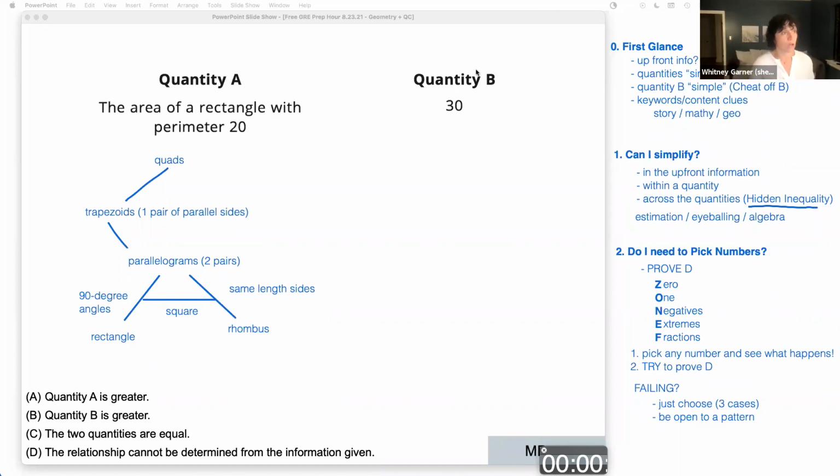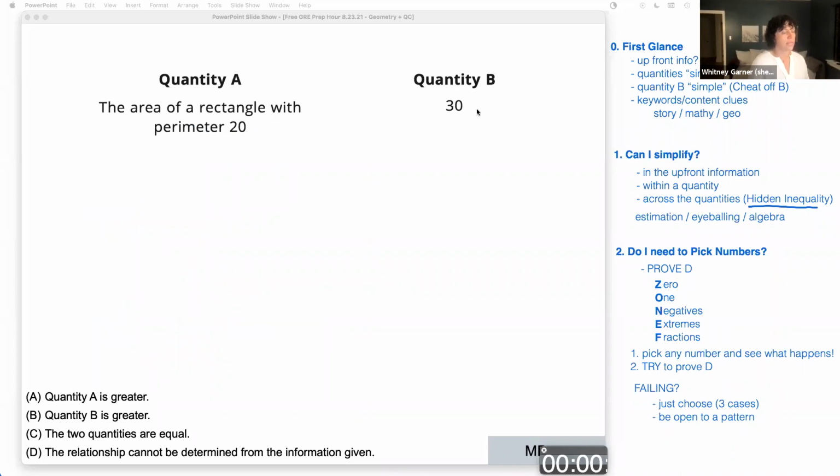Okay. So maybe you have this little weirdo diagram that I just drew. Right, all of these things are one another. The area of a rectangle with perimeter 20. So I like to use what we call rubber band geometry. It's like, how big can I stretch it or squeeze it? So I'm going to think of an extreme. I'm going to try and come up with a rectangle that has the smallest area possible.